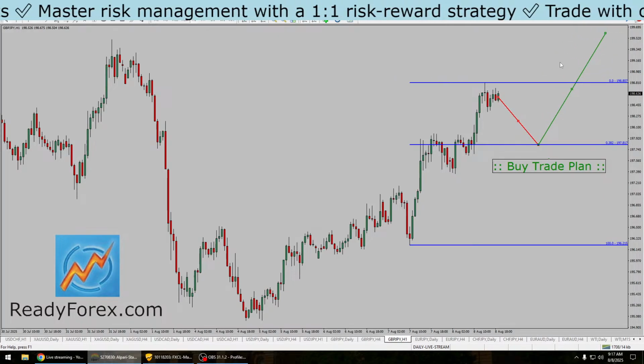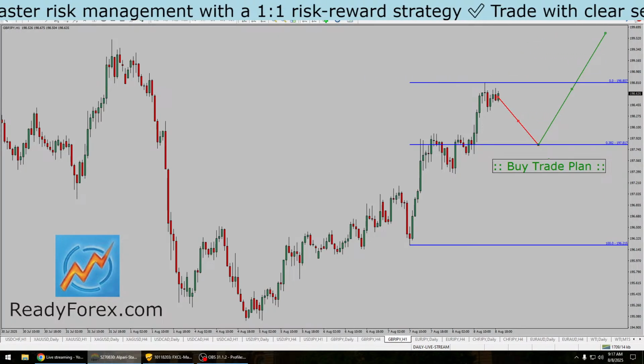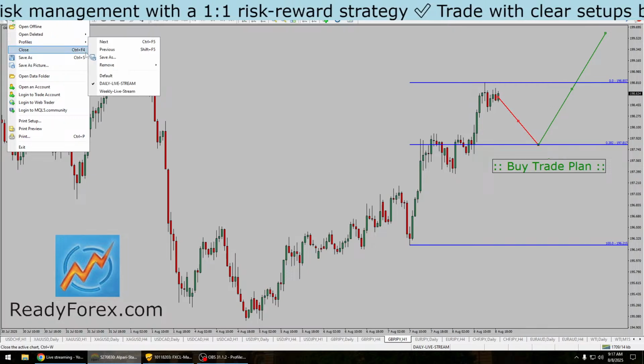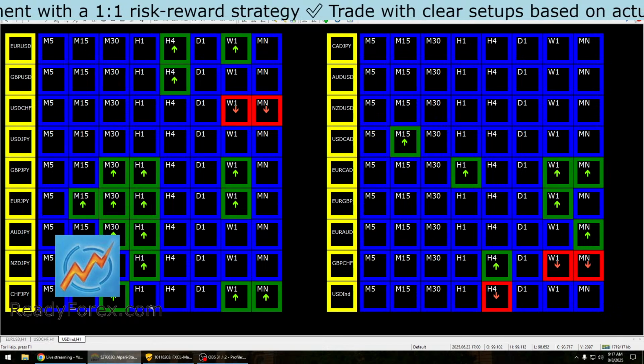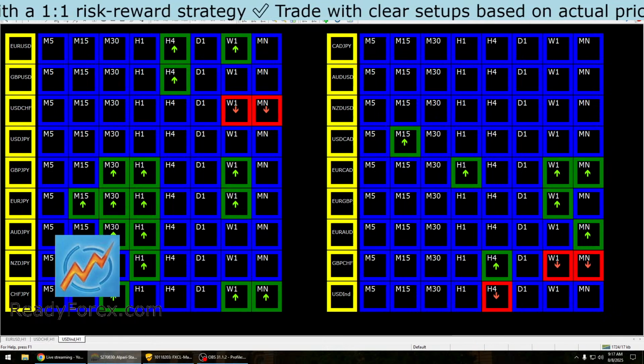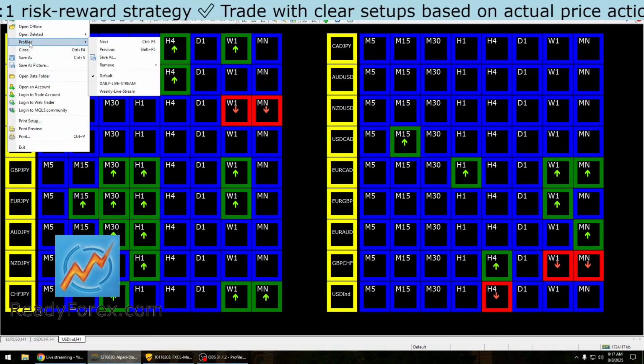So a nice uptrend going on, and then I think it was the EURUSD currency pair. Let me go. Yes, euro yen. EURUSD looks bullish.